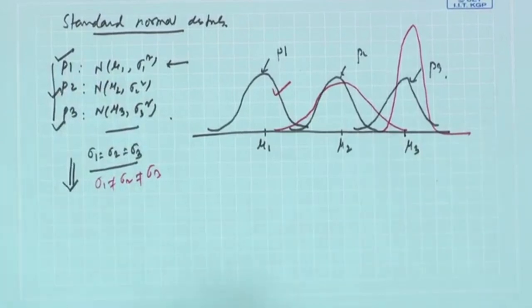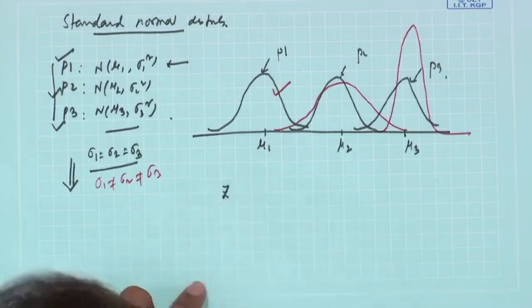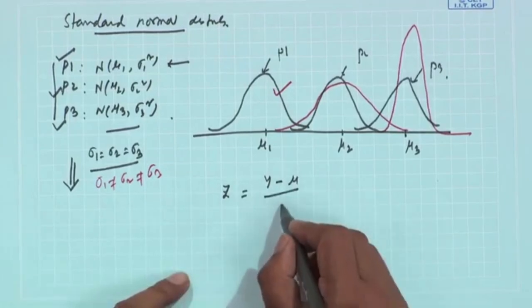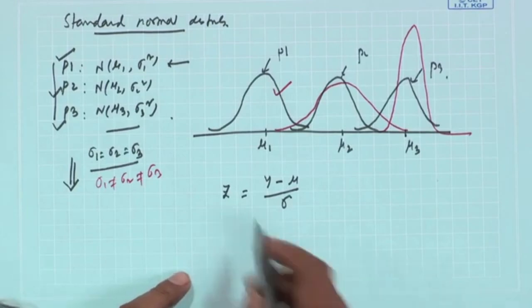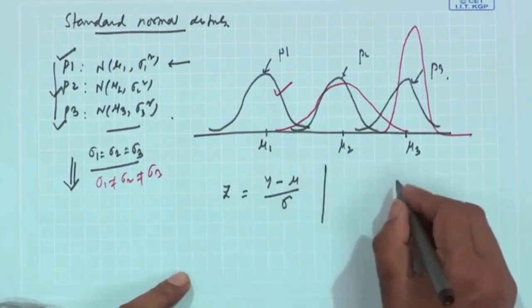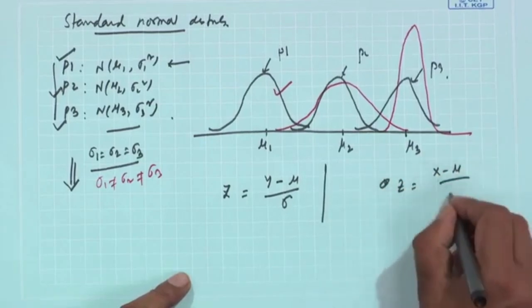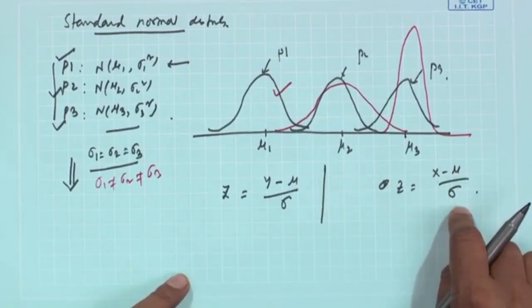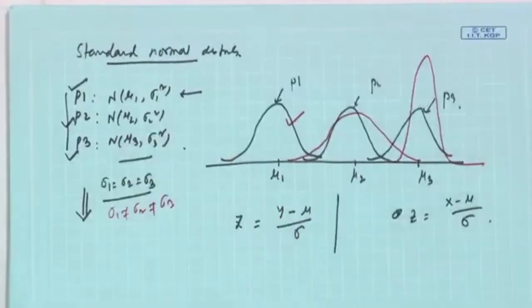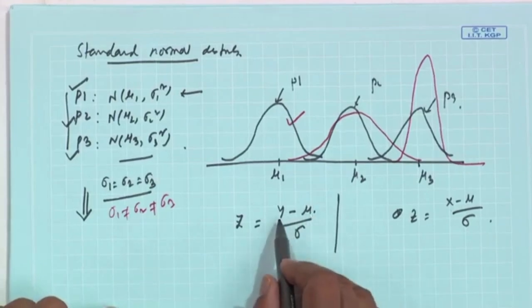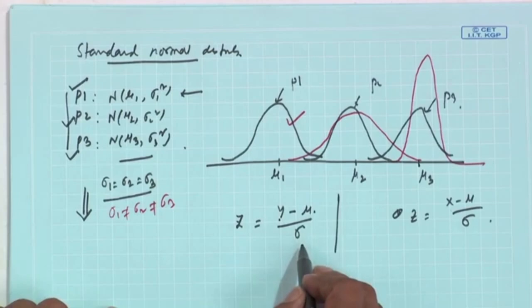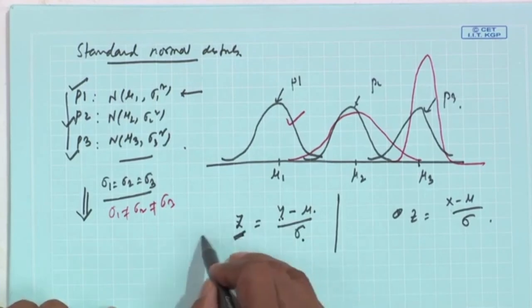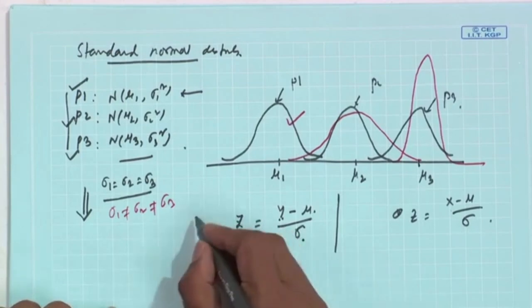What is this standardization? Suppose I create another variable which is (y minus mu) by sigma. If y is my random variable, or if x is my random variable, then you can say (x minus mu) by sigma. Obviously, mu and sigma are the mean and standard deviation. In this case, what will happen when you are subtracting the mean from the random value and then dividing by the standard deviation? Instead of y, you are creating another variable called z, which is known as the standardized variable.